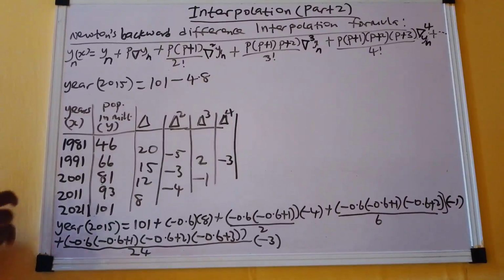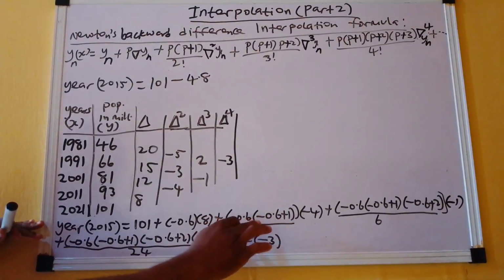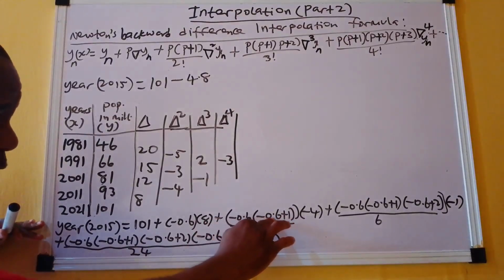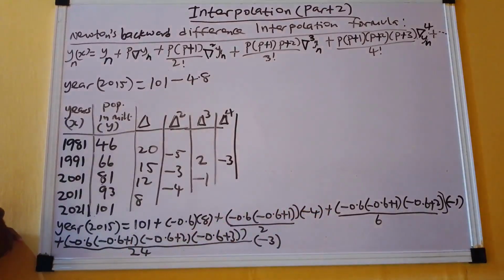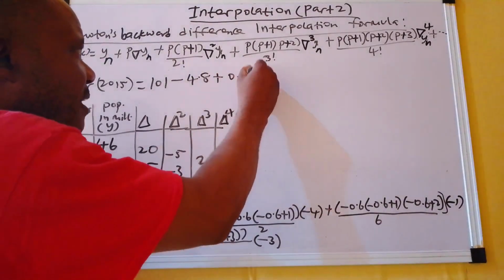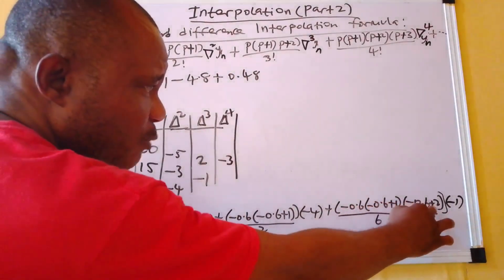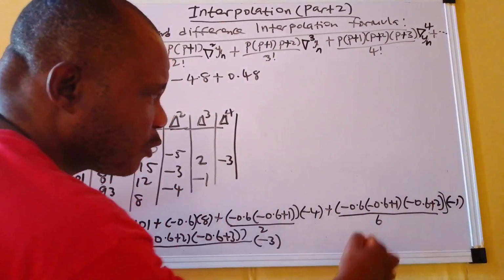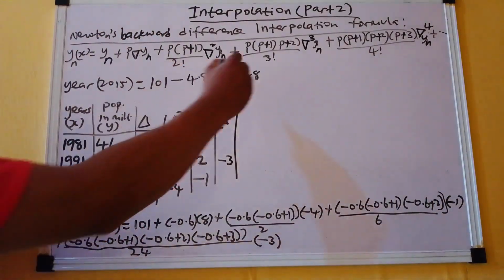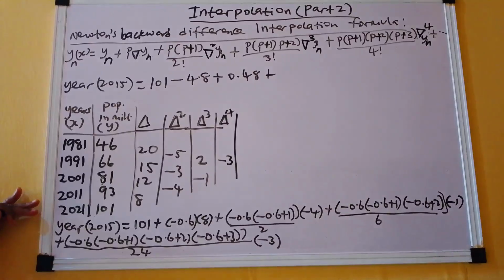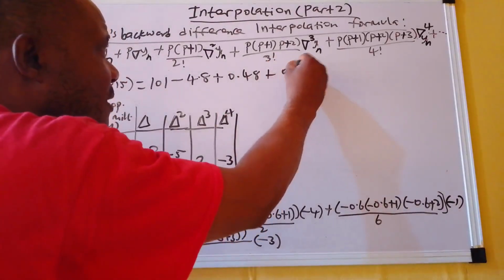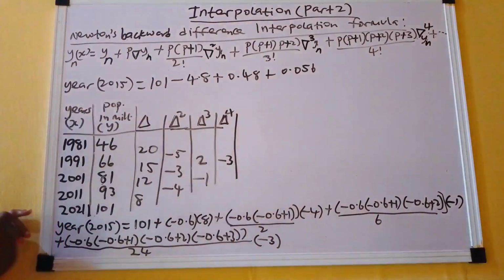Then now you come to this other one, -0.6, 1 is -0.6 plus 1, minus we cancel minus, of course it will become plus. So when you carry out that arithmetic, you have plus 0.48. Then you come again to the next one. If you carry out this will be positive, this will be positive, minus, of course, we turn to positive. Then you divide it by 6, so everything will give you positive. When you carry out that arithmetic, you get plus 0.056. Then you come to the last one.